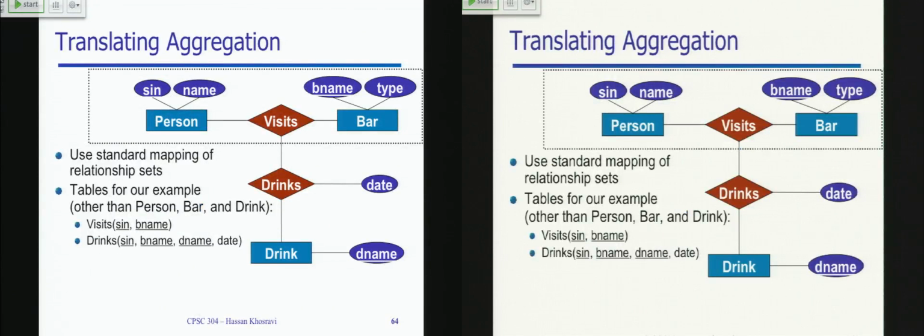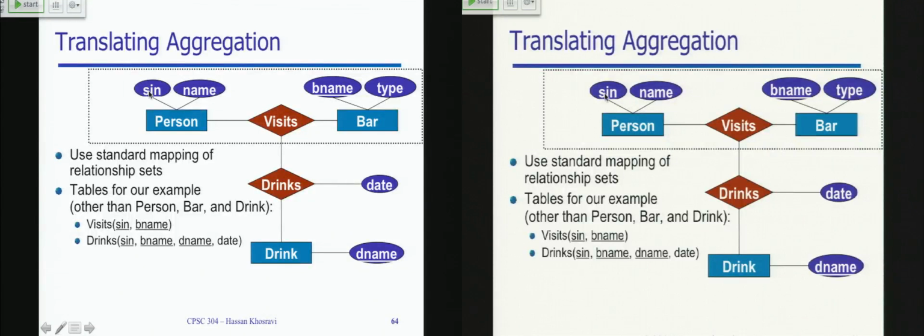Right, let's get into aggregation and see how we can translate that into tables. Let's say we have people visiting bars and they drink drinks on this date, and this is the name of the drink that they want to go with. So I'm going to have 3 tables for my entities, 1 for person, 1 for drink, and 1 for bar. And then I'm going to have 1 relationship for visit. This is a many-to-many relationship.